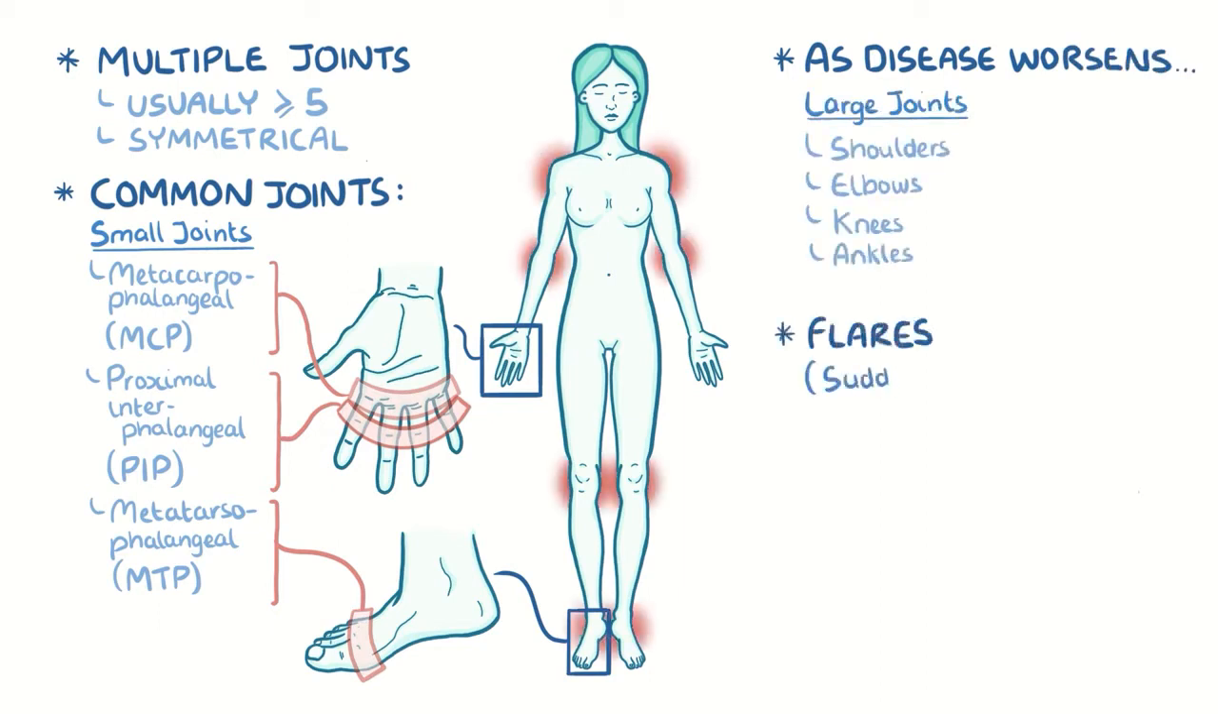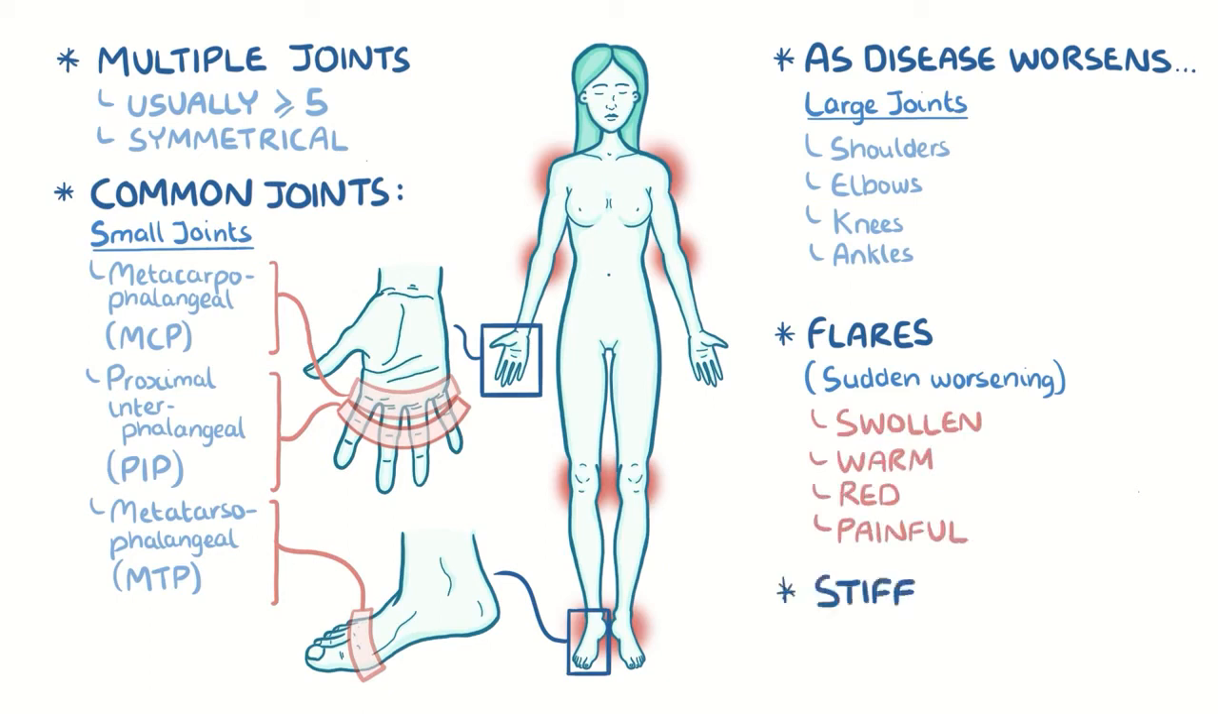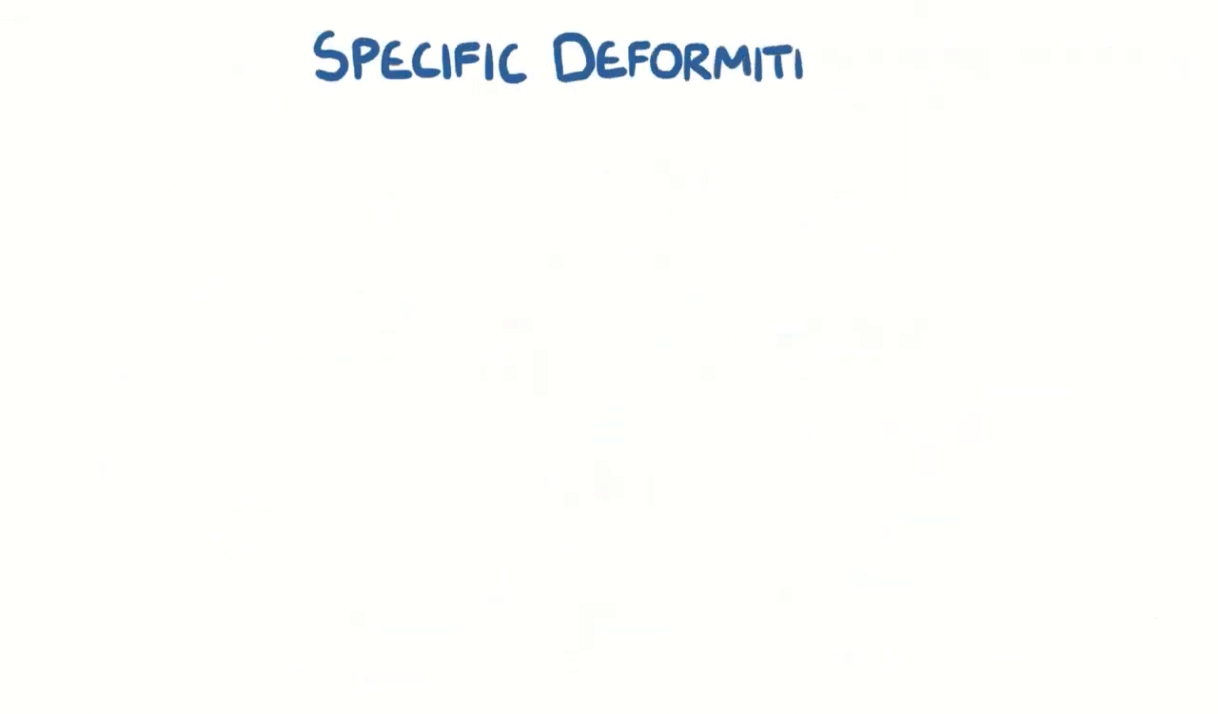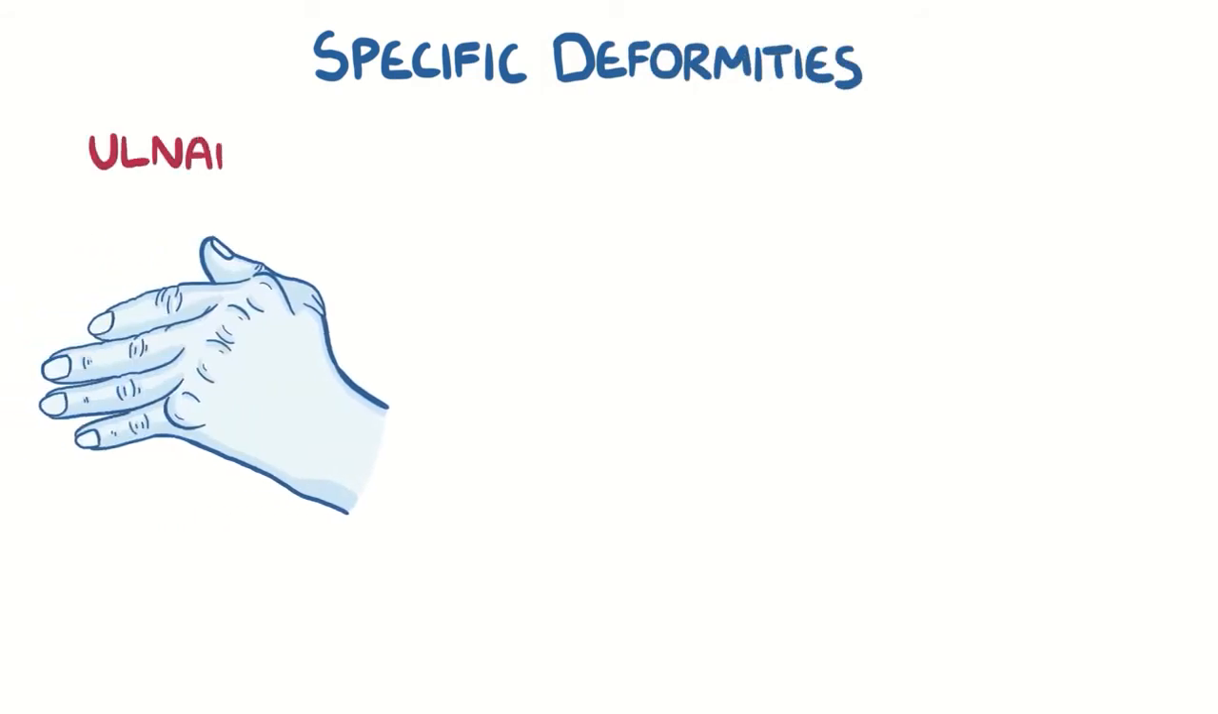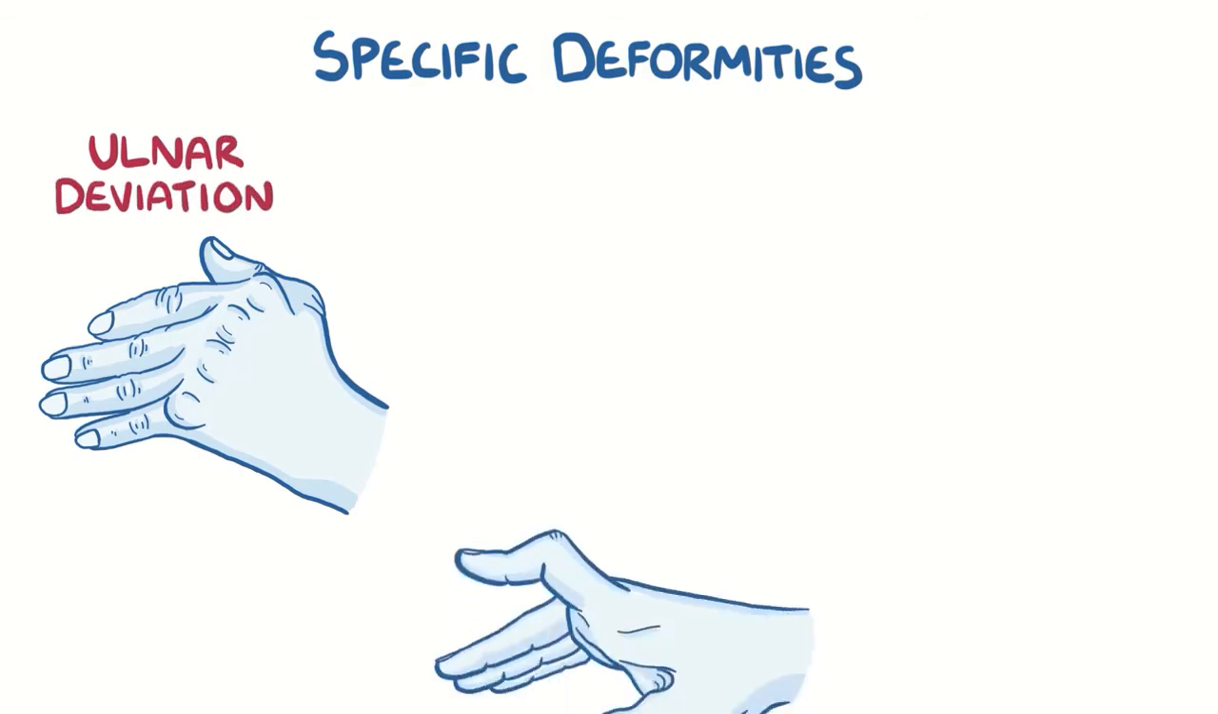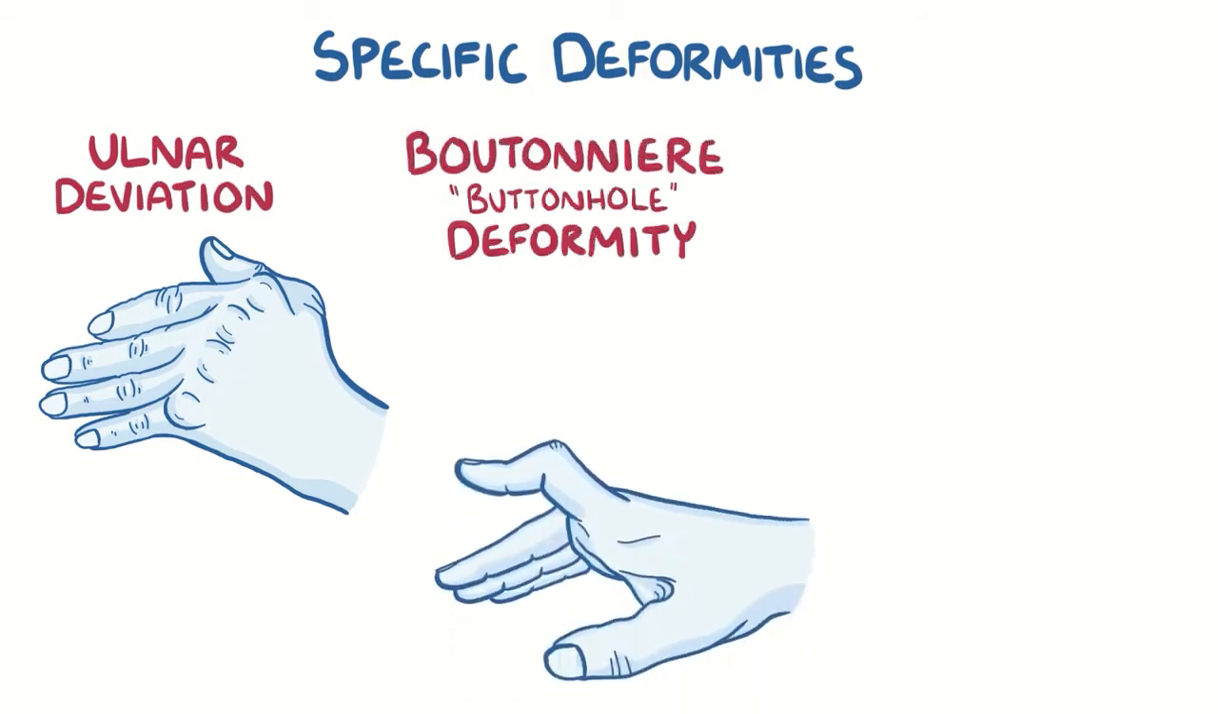During flares, or sudden worsening of the disease, the affected joints get extremely swollen, warm, red, and painful. Over time, they become stiff, especially in the morning or after being inactive for a prolonged period of time. People with rheumatoid arthritis may develop specific deformities, usually of the metacarpophalangeal joints of the hand, such as ulnar deviation of the fingers. Deformities are also common in the interphalangeal joints, such as the so-called boutonniere or buttonhole deformity.